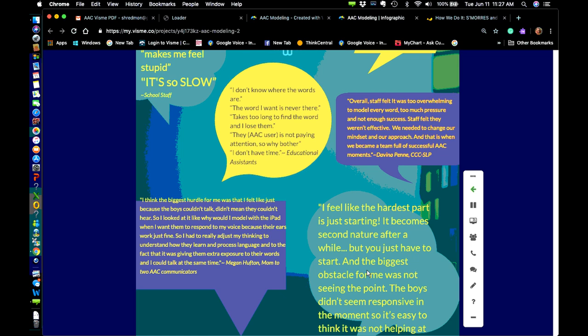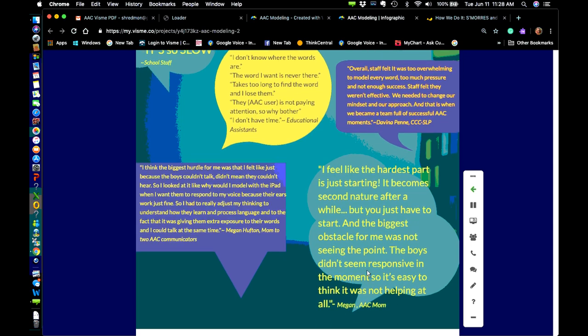That really was also what we were implementing as a staff, and what we were giving them was too overwhelming for them. So that was a barrier. I was asking it to do too much too soon, and that was a barrier. And so once we changed our mindset, and once we changed our approach, that's when we became a team full of successful AAC users.